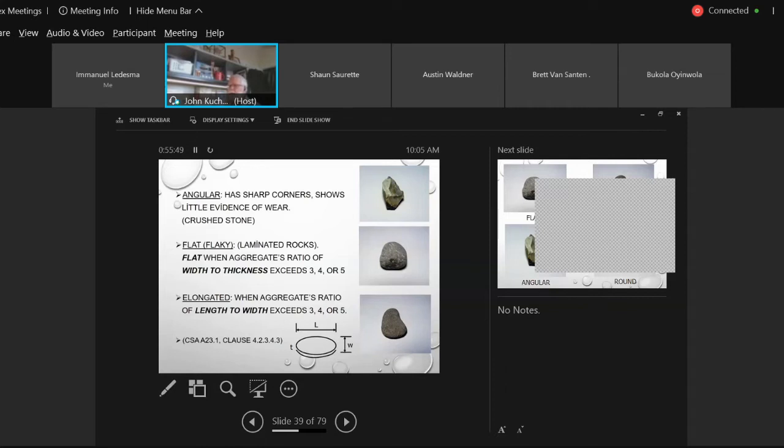You don't want too much of them. There's a maximum width to thickness ratio. Again, I don't ask you to learn these ratios, but just understand the different types of aggregates there are. Elongated. Remember I mentioned basalt, one of the igneous rocks. And many years ago, one of the bridge engineers for the city of Winnipeg wanted to make a maintenance-free bridge deck.